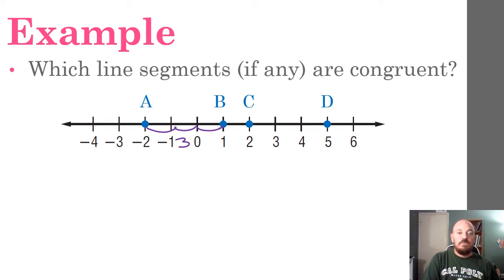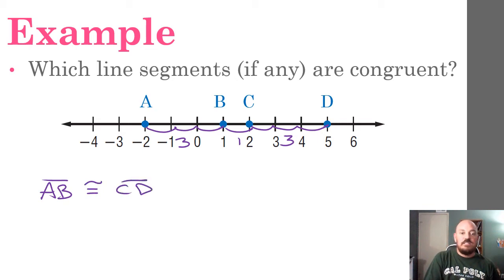The distance from B to C is 1. And the distance from C to D is 1, 2, 3 again. So right off the bat, I can say that line segment AB is congruent to line segment CD, because they're both 3 units long, and if they're the same length, they're congruent, they're equal.